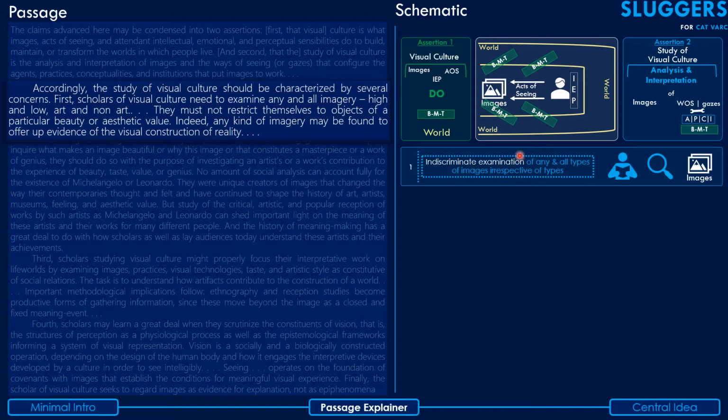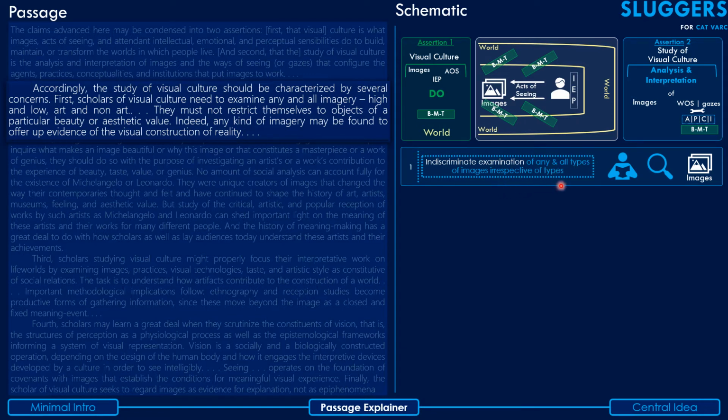So, we can note here that the structure of the passage from this point onwards seems like the author is trying to explain all the concerns that one might have with respect to the second assertion, with respect to the study of visual culture, and he has listed the first concern in this paragraph, where he says that scholars of visual culture should indiscriminately examine any and all types of images irrespective of, well, types.